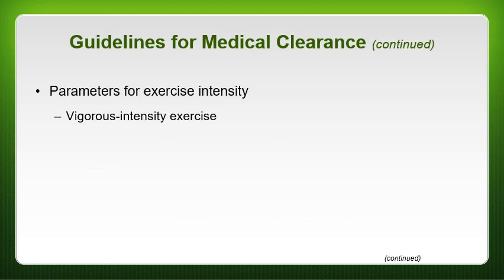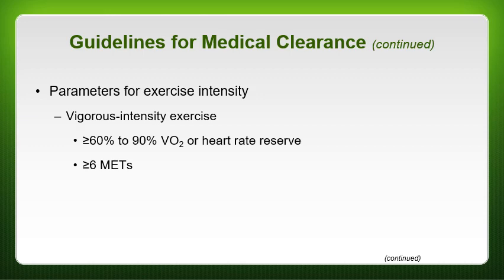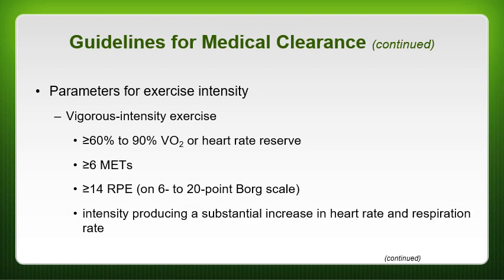And then here would be, for more vigorous intensity exercise, we're looking at greater than or equal to 60% upwards to 90% of VO2 or heart rate reserve, greater than or equal to 6 metabolic equivalents, greater than or equal to a rating of perceived exertion of 14 on the Borg scale. And here we're looking at a substantial increase in heart rate and respiration rate. So for most of the population, this is what we'd consider high intensity exercise.